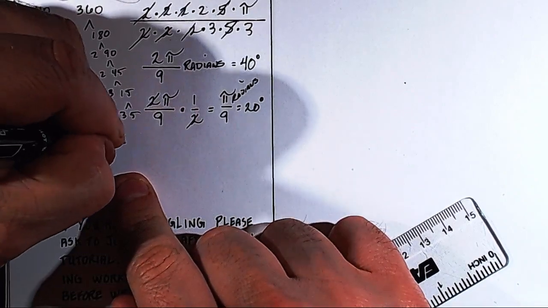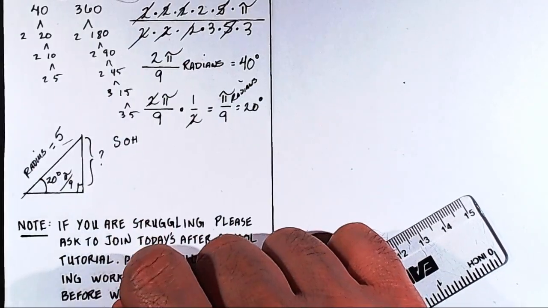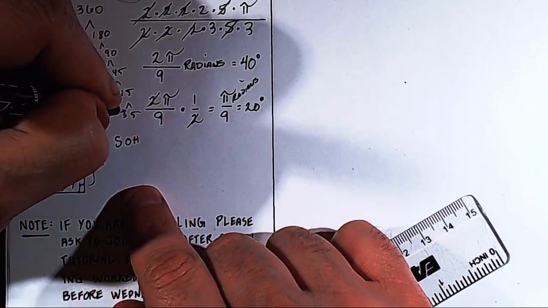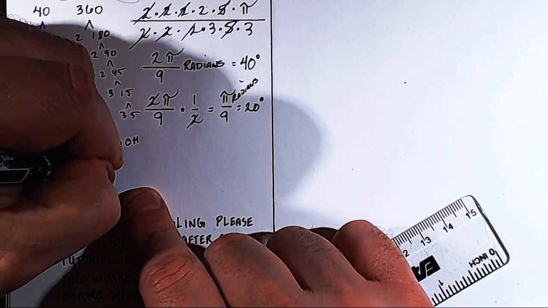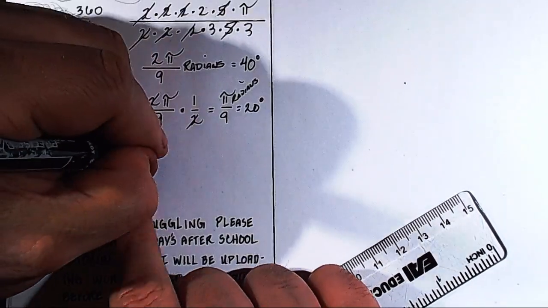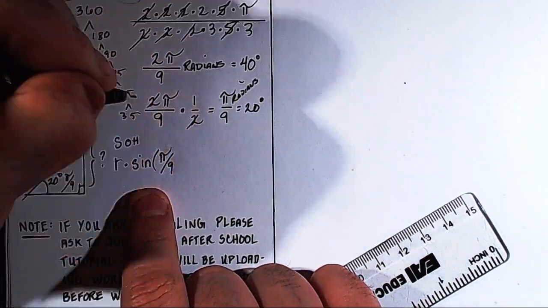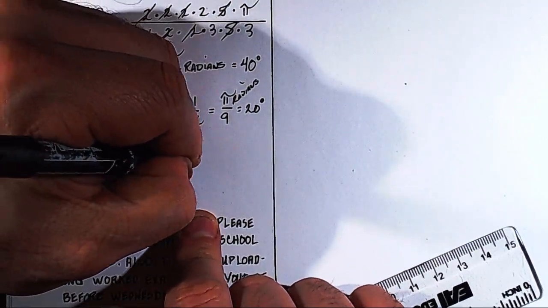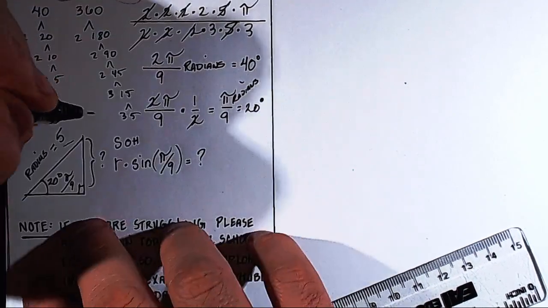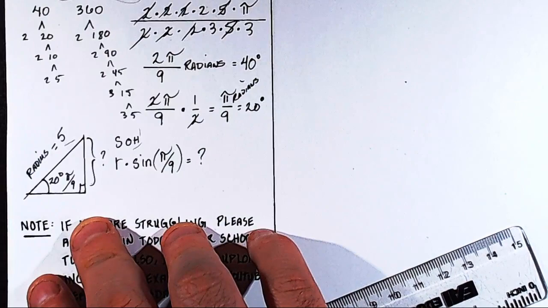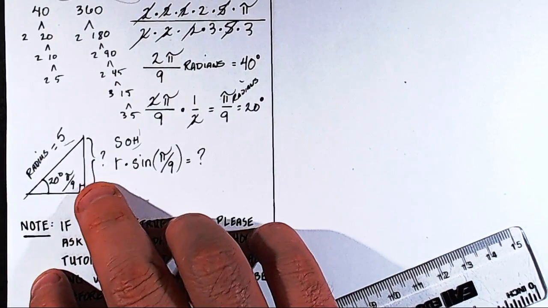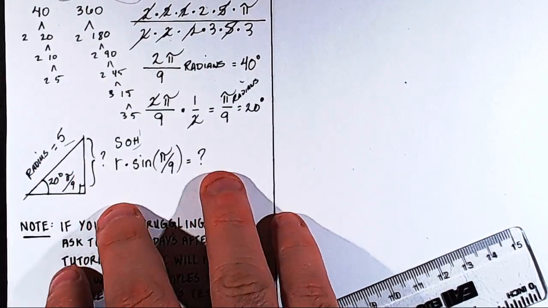Well, remember, sine equals opposite over hypotenuse. So what I have here is r times the sine of pi over 9 radians equals that height. That's how we're going to find it. We're exploiting the properties of sine equals opposite over hypotenuse. If you're trying to find the opposite side, you end up with this.